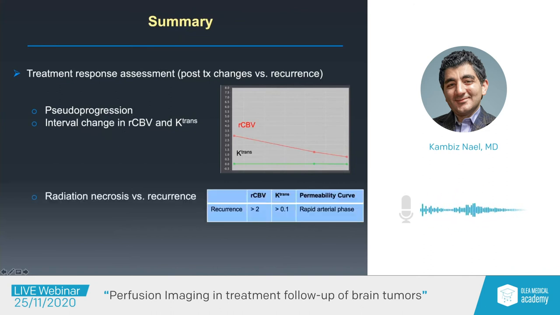For radiation necrosis, as I said, there is more established literature and different thresholds depending on what works for your practice. But what we have established in our practice is that CBV is elevated, and we use a threshold of more than 2 compared to the contralateral side. K-trans is elevated, as an absolute quantification, more than 0.1. And if you have a rapid arterial phase, then you're looking at recurrent or progressive disease as opposed to post-treatment change or radiation necrosis.